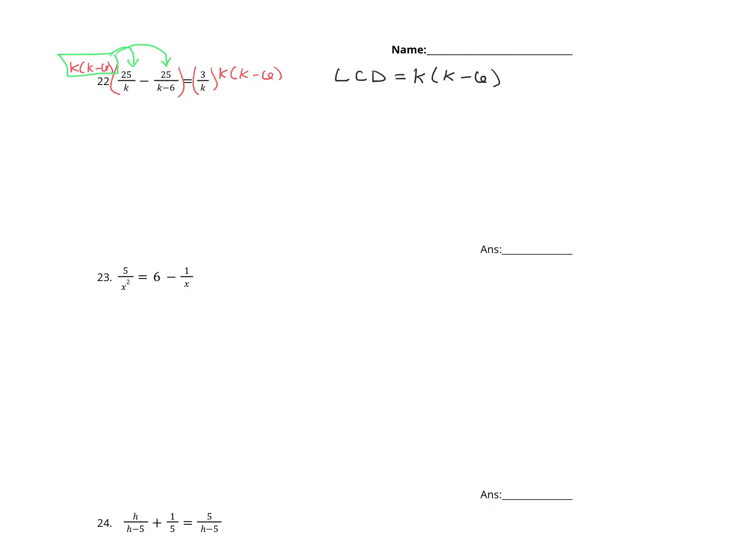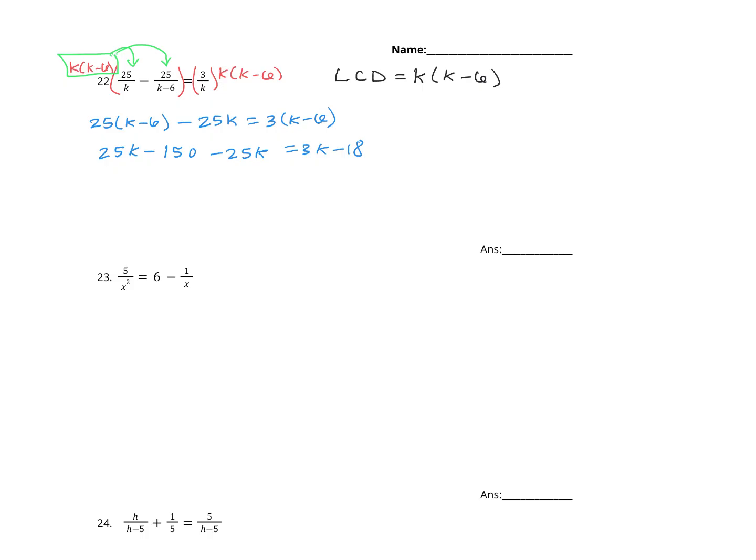So in the first one, the 25 is going to be there. I get a k minus 6, but the k's are going to cancel out. In the second term, the 25 is there. The k is going to show up, and the k minus 6's are going to cancel out. And then on the right-hand side, the 3 is already there. The k will cancel, and I'm left with the k minus 6. Just like before, I will multiply this out. So I have a 25k minus 6 times 25, which is 150, minus 25k equals 3k minus 18.